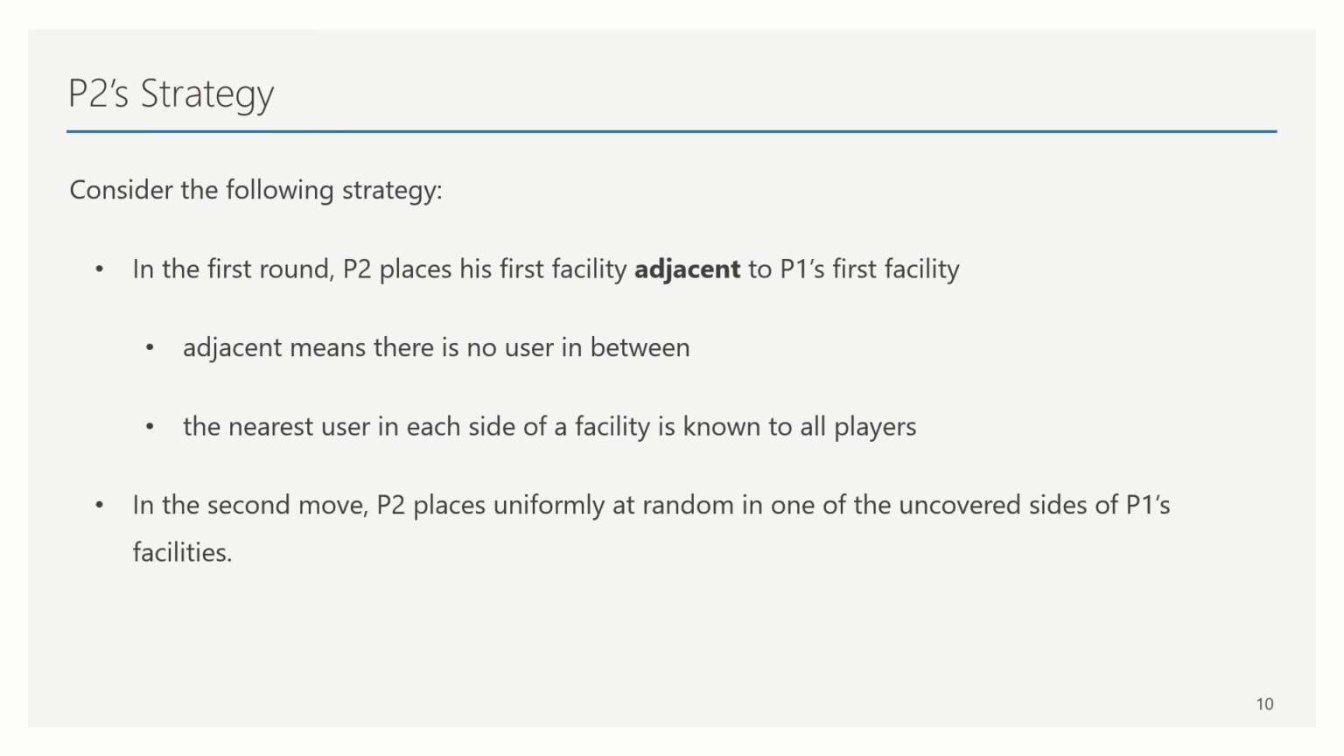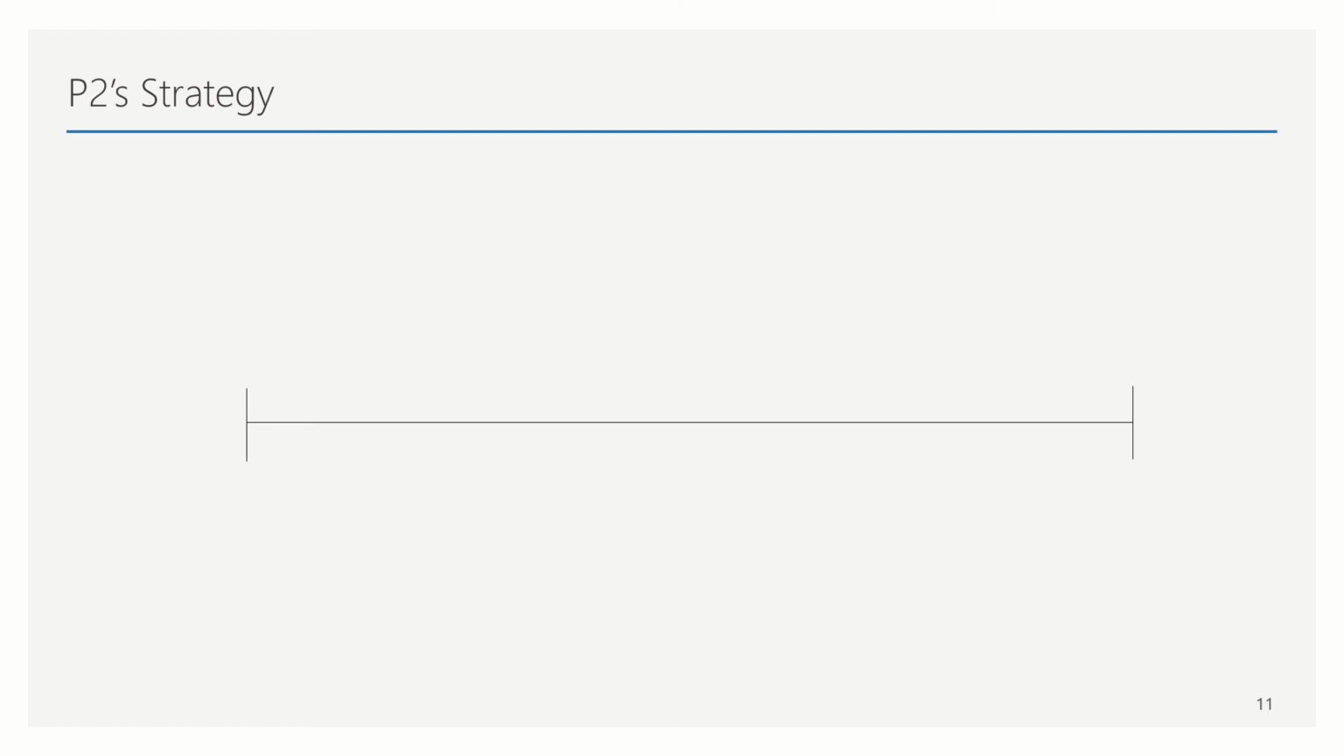For the second move, select uniformly at random an open side of P1's facility. Here we have a strategy for the second player. Let's see an example.